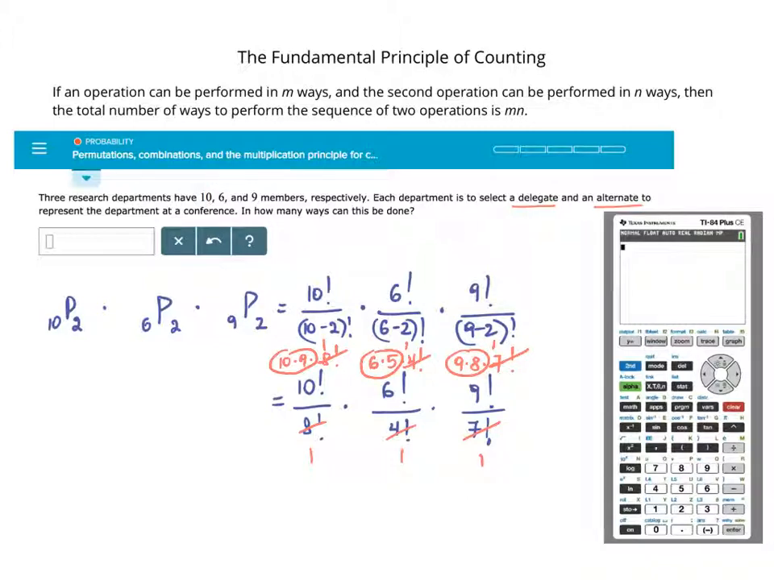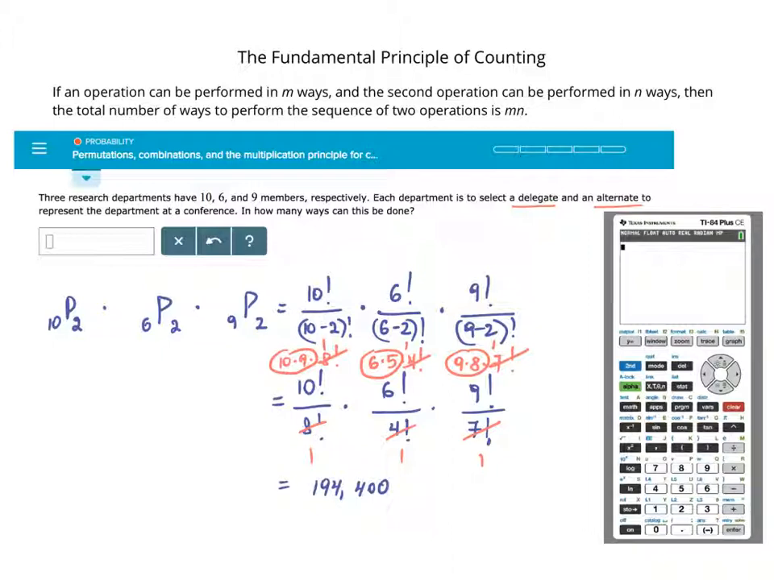Please multiply these numbers, 90, 30, and 72, and you should get, when you're done, 194,400. It's hard to imagine, but there are 194,400 ways of getting this done. Selecting 2 individuals when order is important out of each department among the 3 departments.